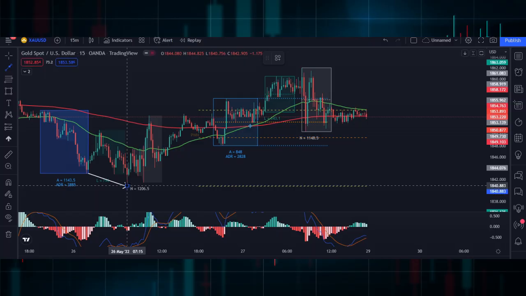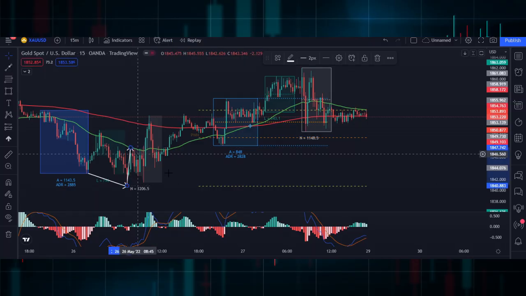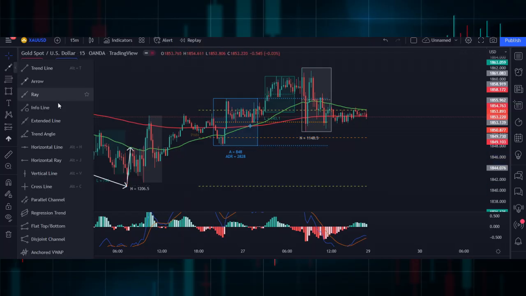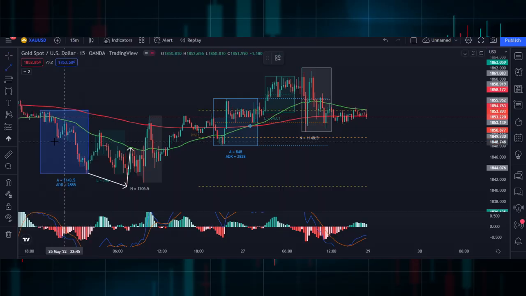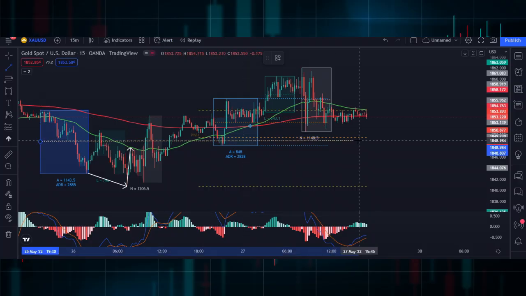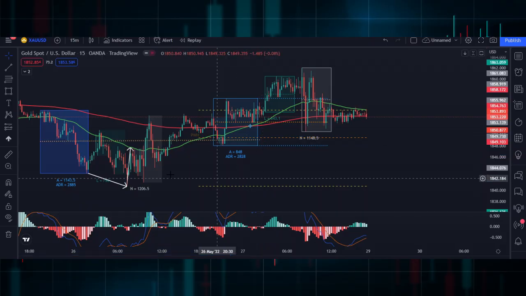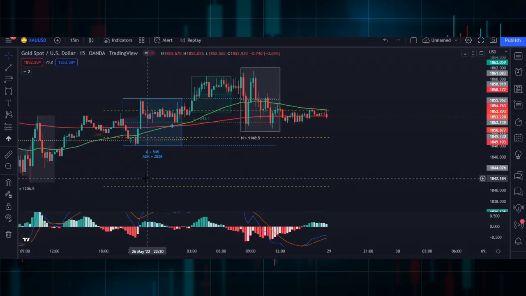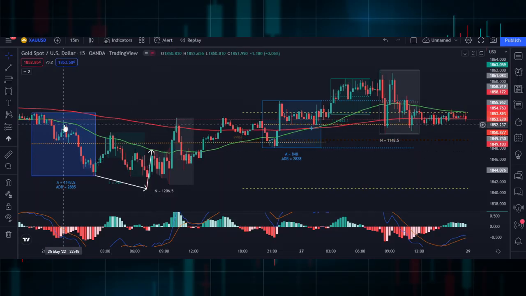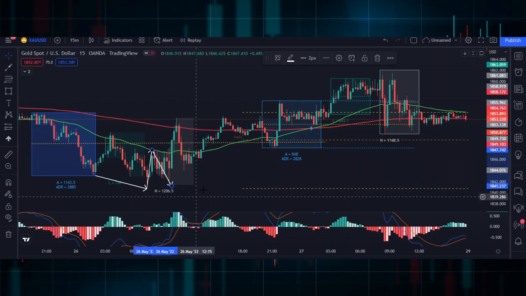And then price came up again. Not sure if this is the middle of the Asian session box. Let's see. The middle would have been somewhere along here, which is pretty close to where price reversed. So price came up, then bounced off the middle of the Asian session box, then dropped down again.